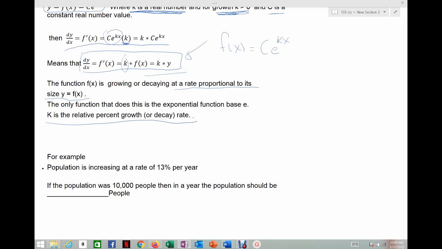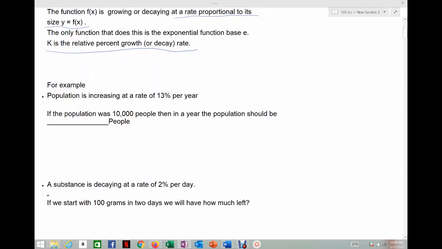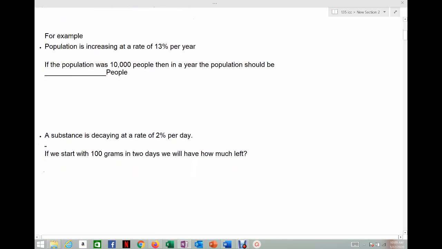To understand what that is, I'm going to do a couple of simple examples. I'm going to do an example of exponential growth and an example of exponential decay. So suppose we know that a population in a certain region is increasing by 13% per year. That would be the k value. 13% per year would be the rate at which it's growing. It's growing by a rate proportional to its size. The size would be 13% of whatever the population is.